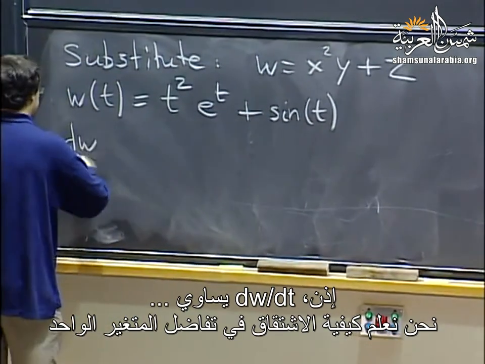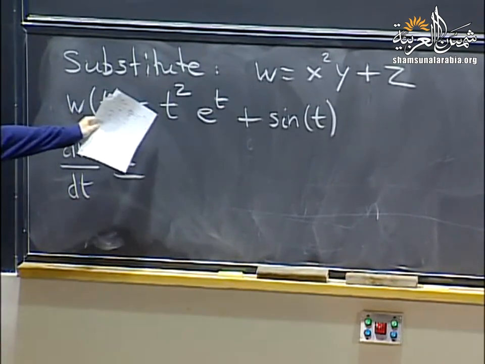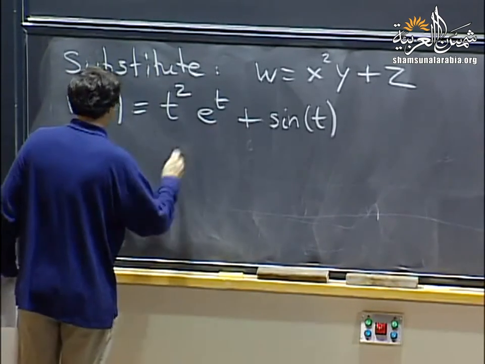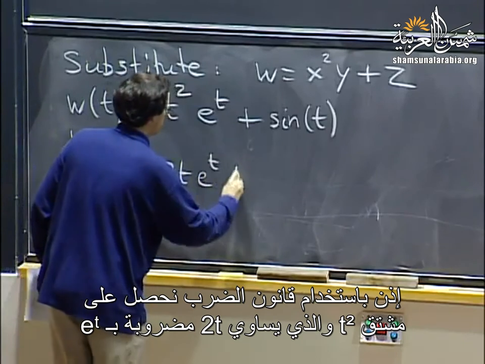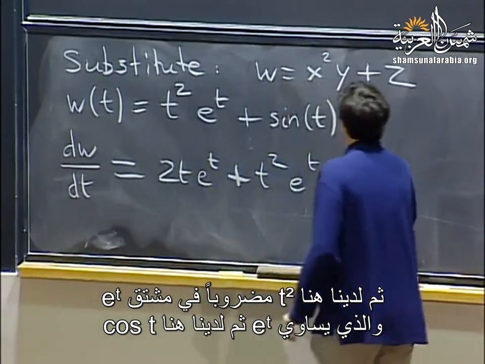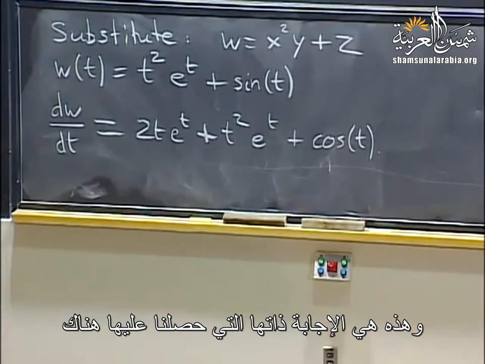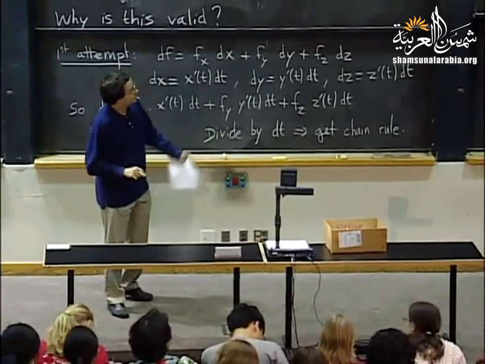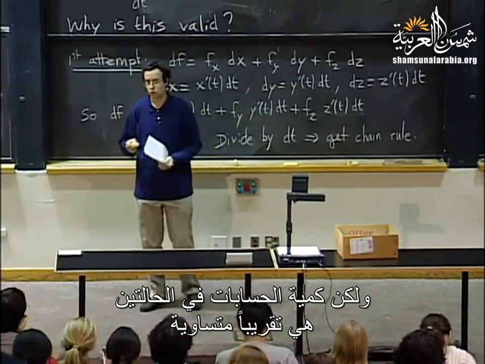So dw dt, we know how to take the derivative using single variable calculus. Well, we should know. If we don't, then we should take a look at 1801 again. By the product rule, that will be the derivative of t squared, 2t, times e to the t, plus t squared times the derivative of e to the t, which is e to the t, plus cosine t. And that's the same answer as over there. Maybe I wrote slightly more here, but the amount of calculation was pretty much the same.